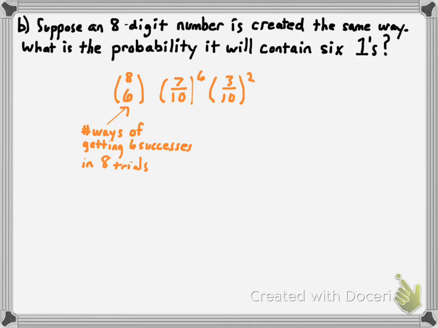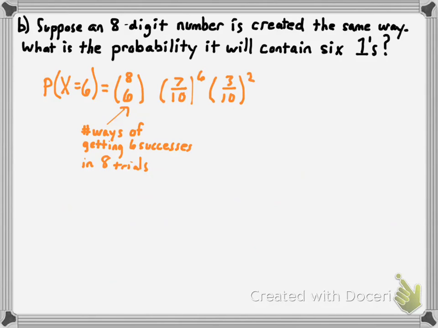To make this a little neater, I'm going to say that we're finding the probability that a random variable x is equal to 6, where that random variable represents the number of successes that you have. So we're looking for the probability that we have 6 successes in this experiment.